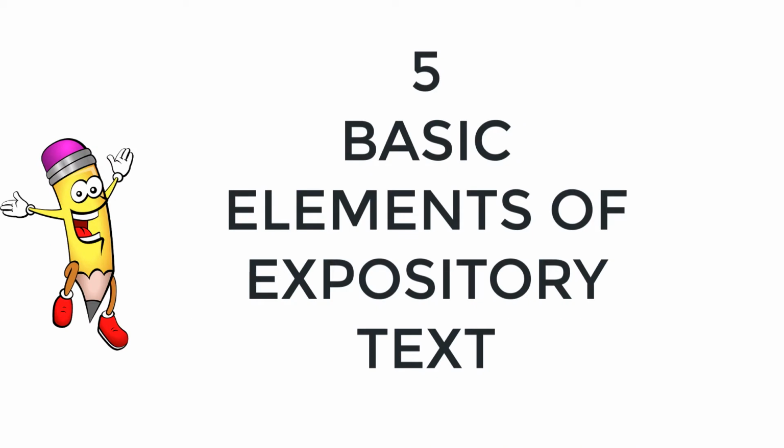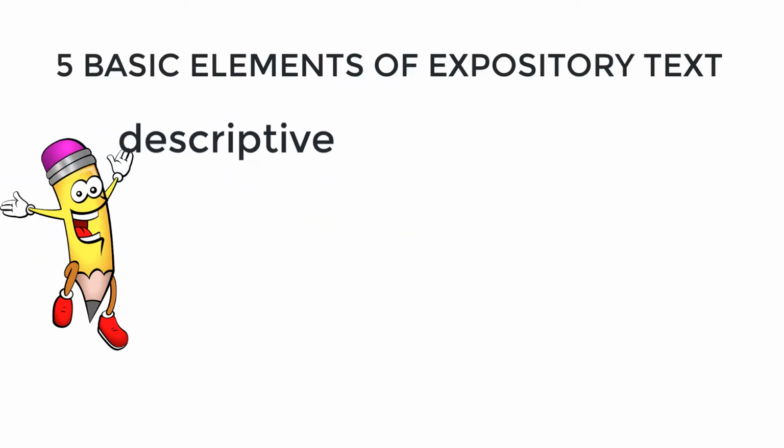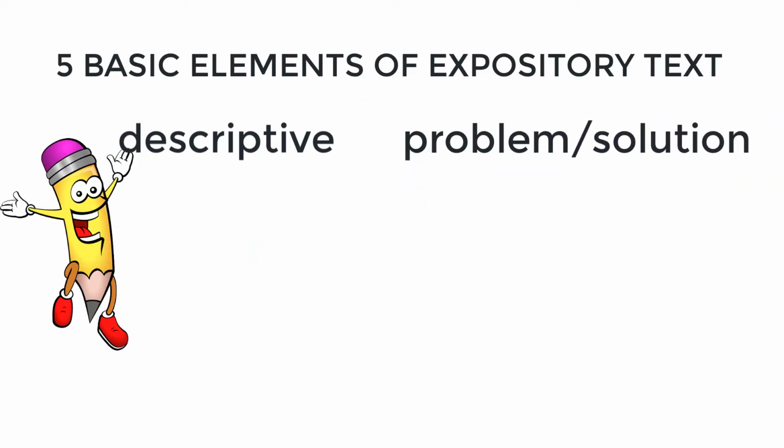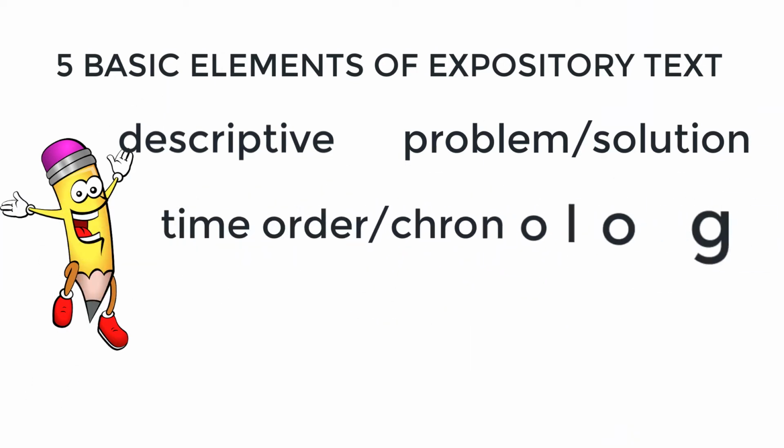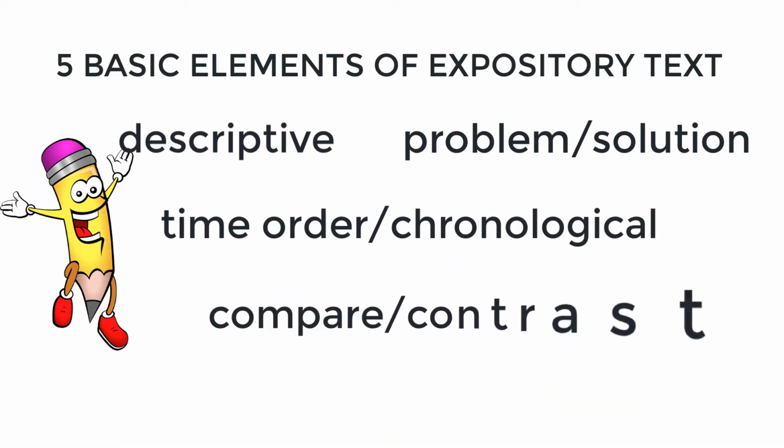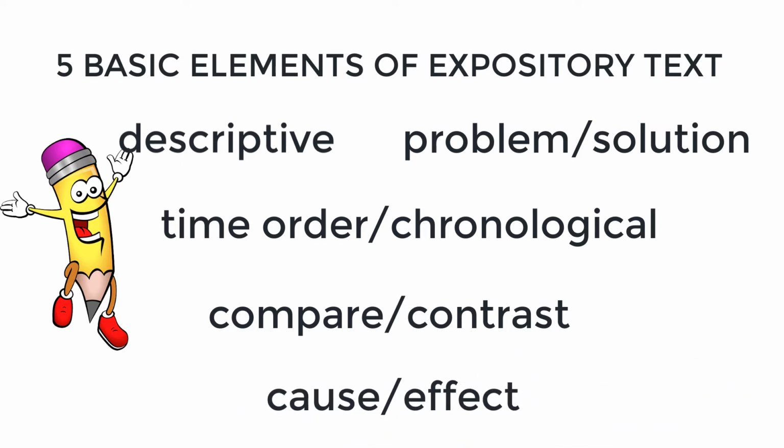And for expository text, there are 5 basic elements that you must be aware of in order to follow along with the author's organizational pattern. These are descriptive, problem solution, time order or chronological, compare and contrast, and cause and effect. Let's look at examples of these 5 text structures in a sample passage. As we read, let's look for signal words and transitions that reveal the organizational pattern.